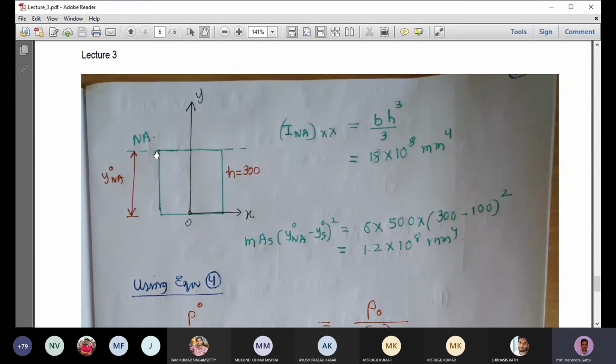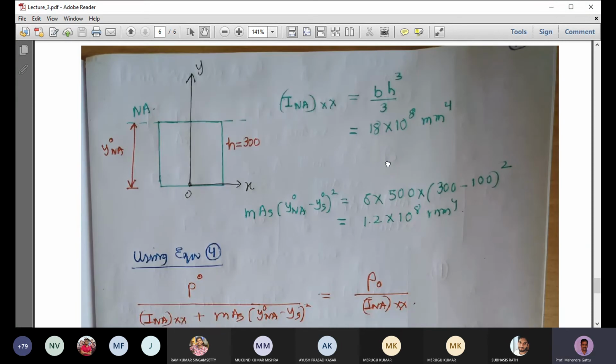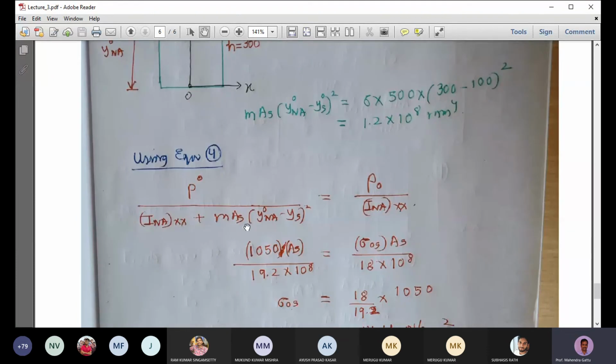So we want to find I neutral axis, the moment of inertia of this rectangular cross section about the neutral axis. Because it happens to coincide with that line, we can directly apply the formula bh cube by 3. So it is 18 into 10 power 8 millimeter to the 4. And then we can calculate the M A s into y neutral axis minus ys term, that formula in equation 4.